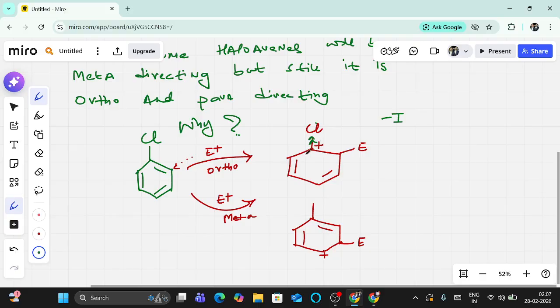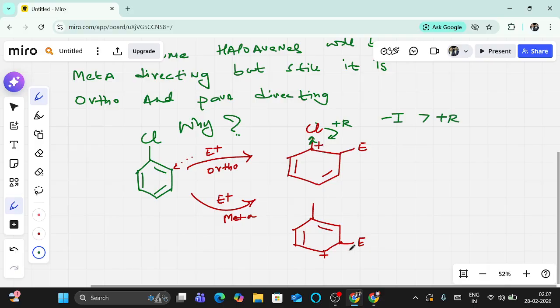But at the same time, what will happen? Some plus R, because you know that halogens show plus R effect also. So somehow this plus charge will be compensated at the same time by the plus R effect. That means loss is happening, but some gain is also happening because of the plus R effect. Basically loss and gain somehow get compensated. Though we know that minus I is stronger than plus R, still some gain is happening. At least something is there.